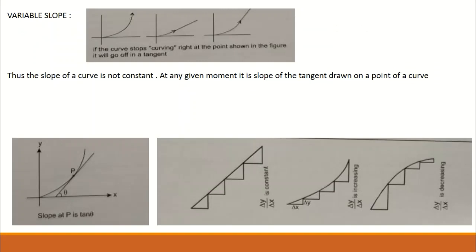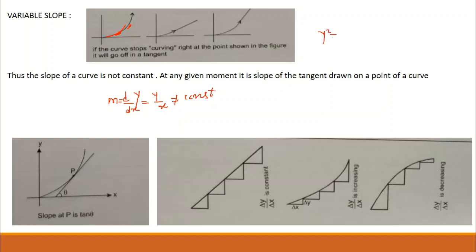Coming to the next part, we can have a variable slope. It means it has a different slope at a different point. So at a different point, if a different slope is there, definitely the slope will vary. In that case, we will have an equation where the slope dy by dx is not constant. If it is not constant, it means it has some dependency on some variable.